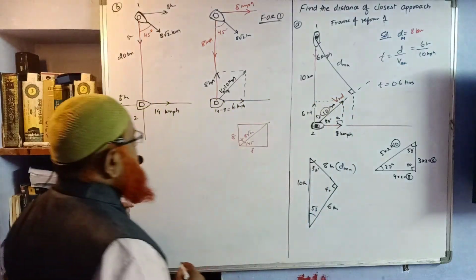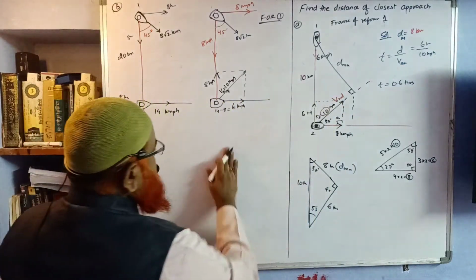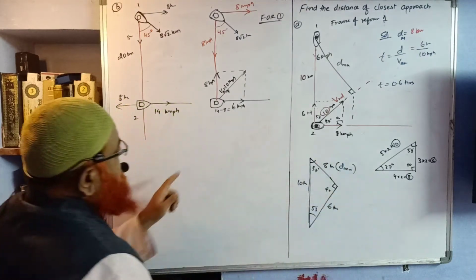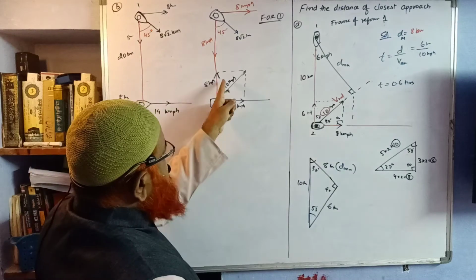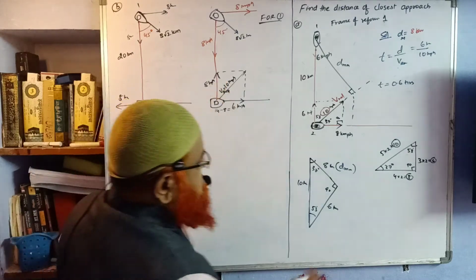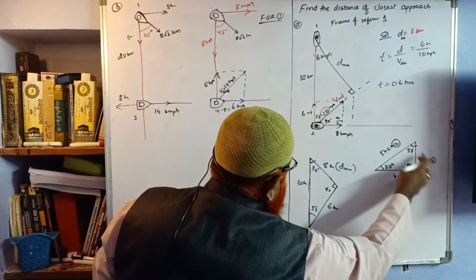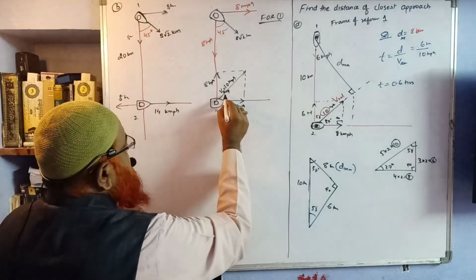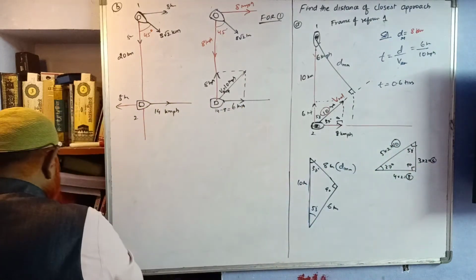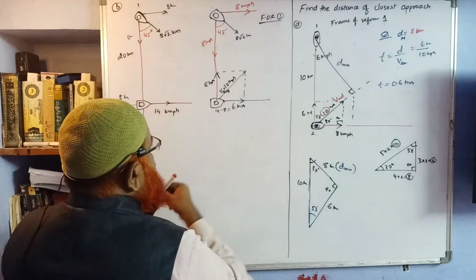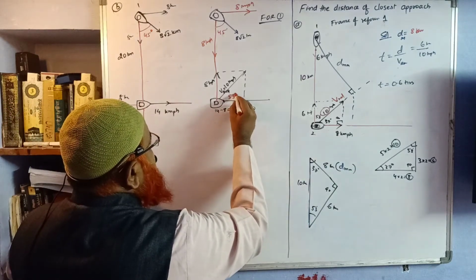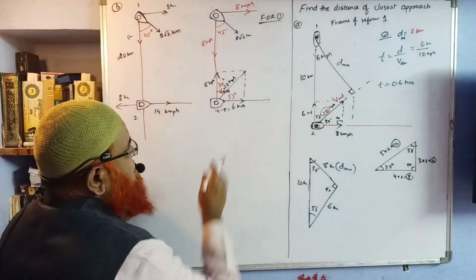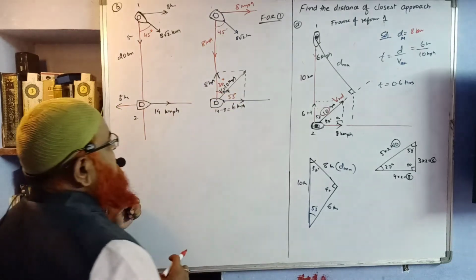So let us see what is going to happen now. Let me draw a similar type of triangle here. If you observe this triangle, this is 6 and this is 10. In between 6 and 10, what is the angle here? 53 degrees. So you can consider this angle to be 53 degrees. Then definitely this is going to be 37 degrees here. So this is 53 and this is 37 degrees.